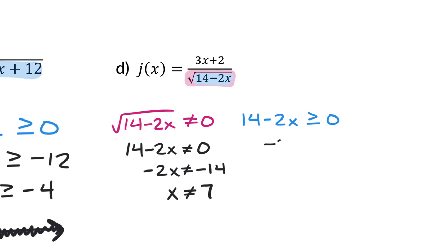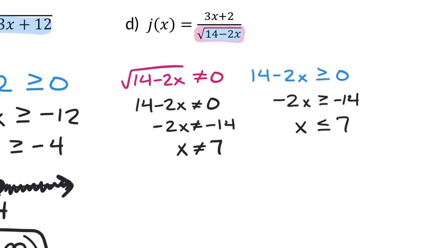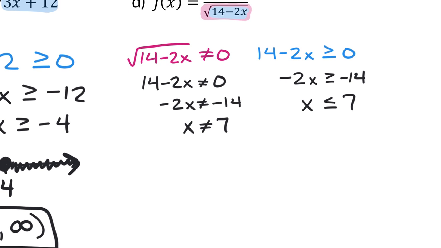So I'm going to subtract 14 from both sides. I'm going to divide by -2, and hopefully your spidey senses are going off. When you divide by a negative number with an inequality, what do you have to do? Flip the sign. Okay, good. We remembered that. So now I need to combine both of these inequalities onto one number line.